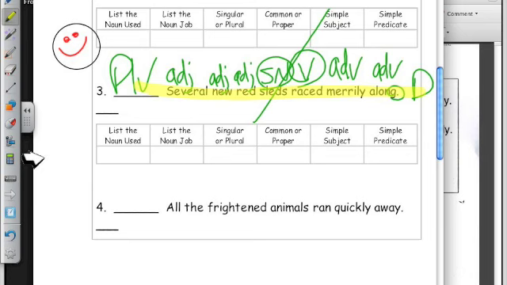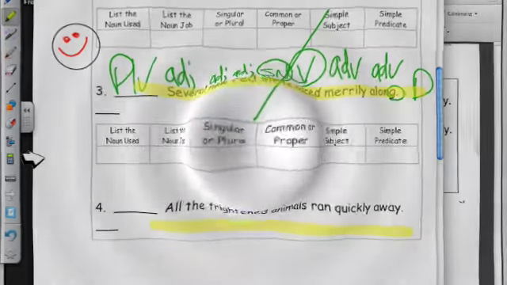So one that you can have them try is right down here. All the frightened animals ran quickly away. See if you can go ahead and classify this one, and we'll see you next time.